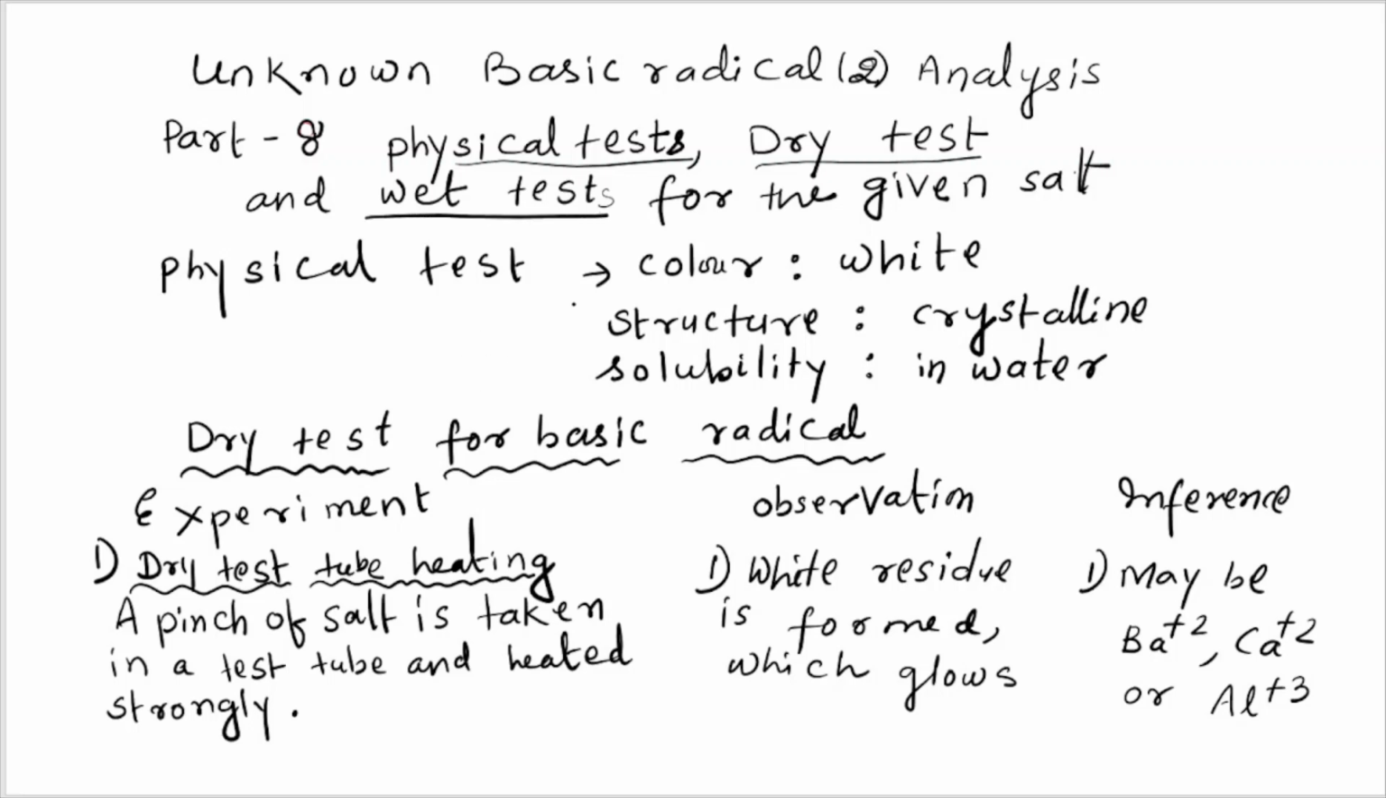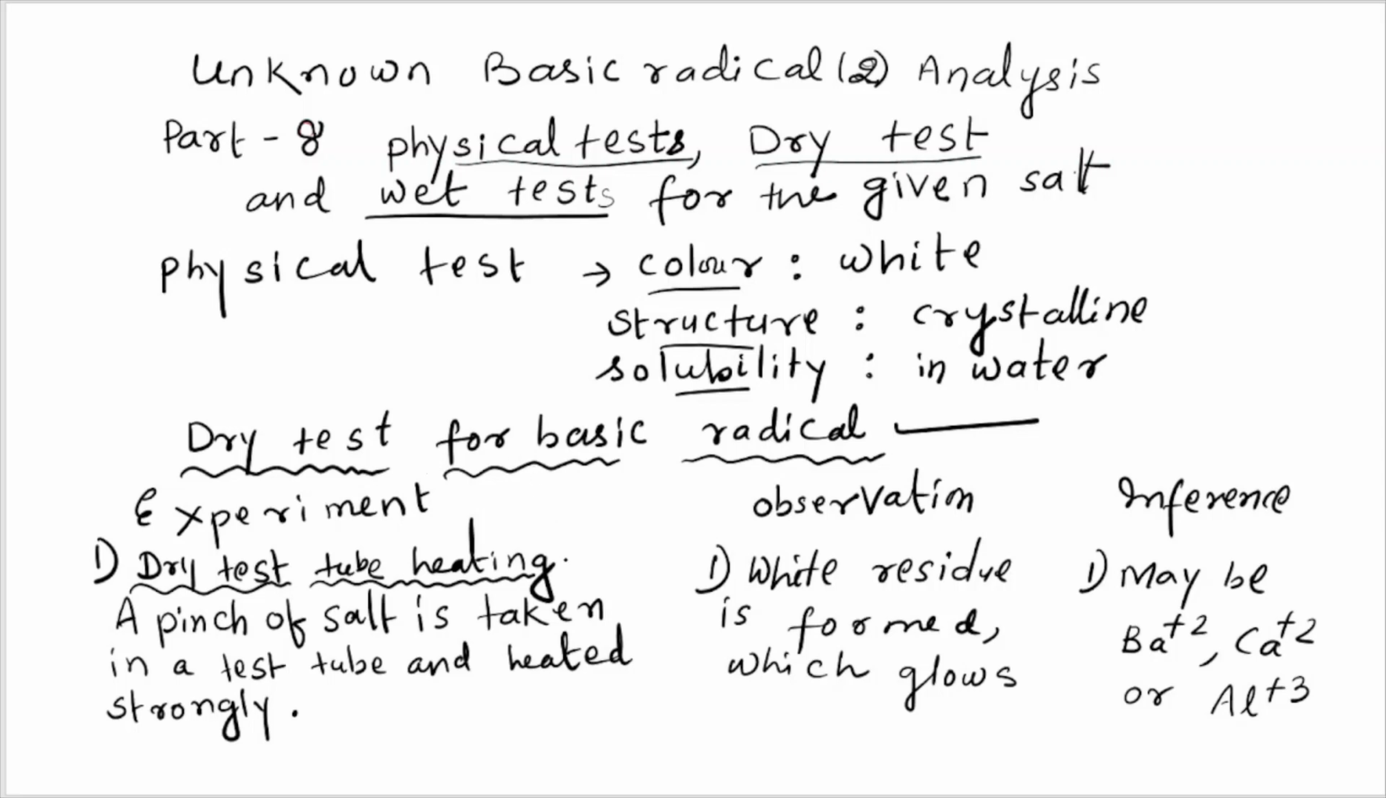So what is the physical test? Color, structure and solubility. Color white, soluble in water, structure crystalline. Then we will proceed to the dry test for basic radical. There are two tests, the dry test and the wet test. In the dry test one cannot be sure that the radical is confirmed, but one can guess, one can say it may be.